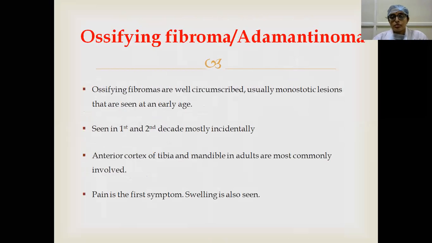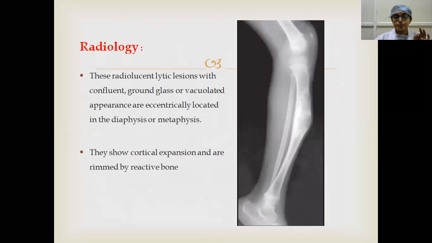These are some of the salient features of fibrous dysplasia. So coming to the last topic, ossifying fibroma or adamantinoma. These are well-described monostotic lesions seen at an early age. Usually the tibial shaft is most commonly involved, and the mandible is also involved. Seen in the first and second decade of life. Pain is the first symptom, swelling is also seen. Here you can see a radiolucent lytic lesion with confluent ground glass or vacuolated appearance. Seen in diaphysis or metaphysis, there will be expansion of the cortical bone, and sometimes it may be bordered by reactive bone.